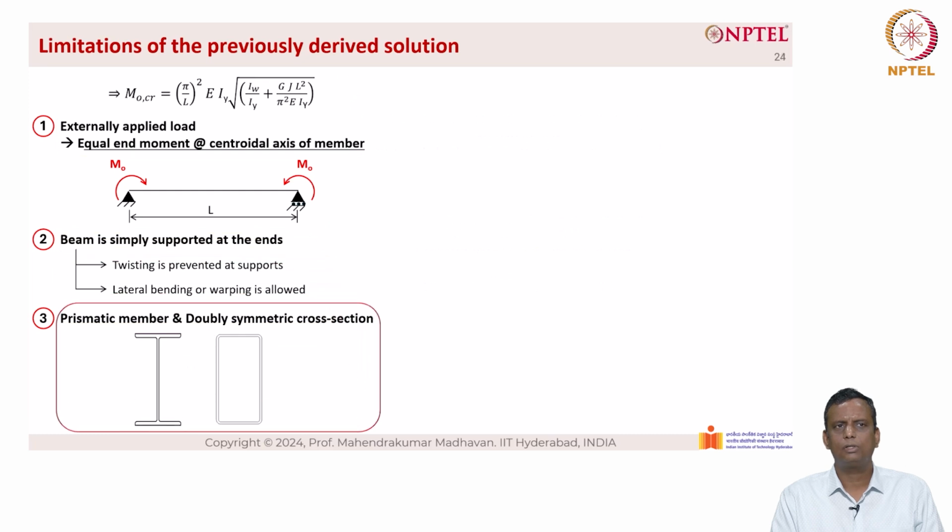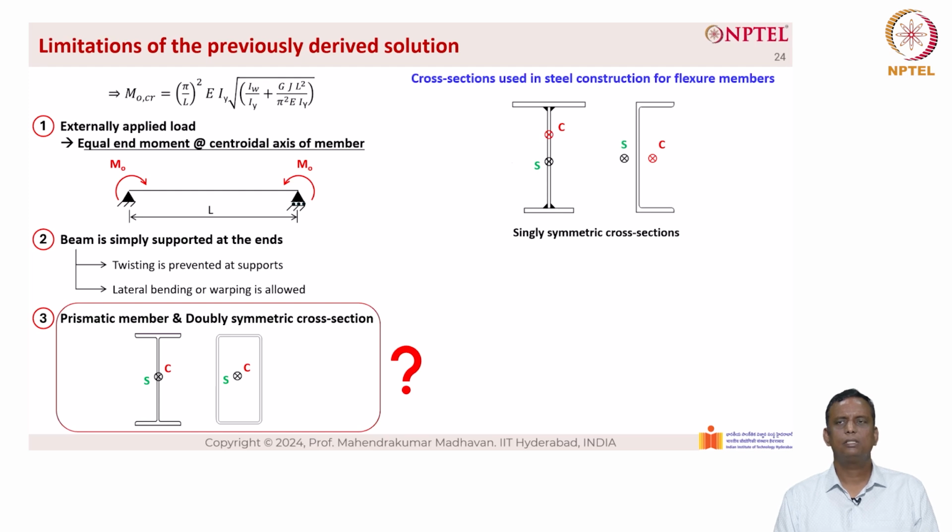Now, let's focus on the third one, which is the prismatic member and doubly symmetric cross section. In steel structures, we not only have doubly symmetric cross sections, but we can also use singly symmetric cross sections, as you can see here. So, these are the two sections that are commonly used in steel structures. Both of them are singly symmetric cross sections.